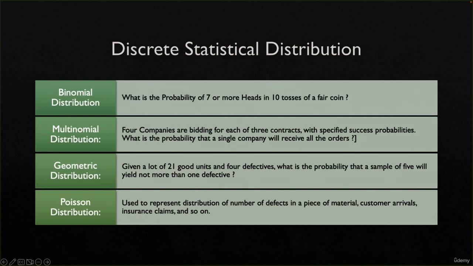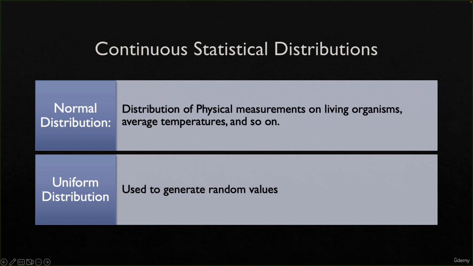And the Poisson distribution is used to represent the distribution of the number of defects in a piece of material, customer arrivals, insurance claims, and so on. So this is about the various discrete statistical distributions and their usage. And coming to continuous statistical distributions, we've got normal distribution and uniform distribution.